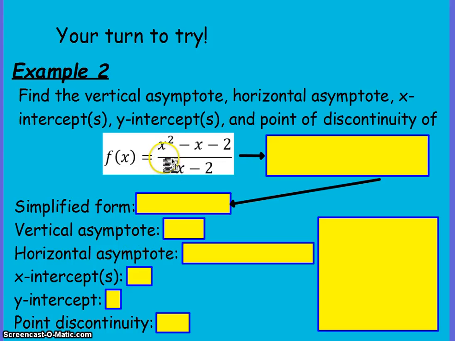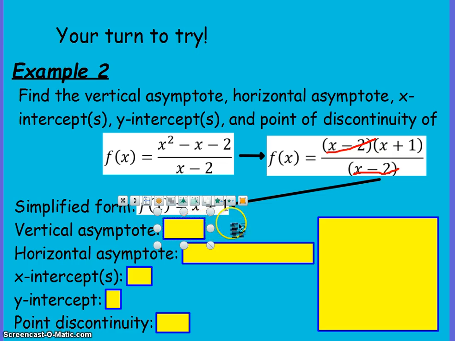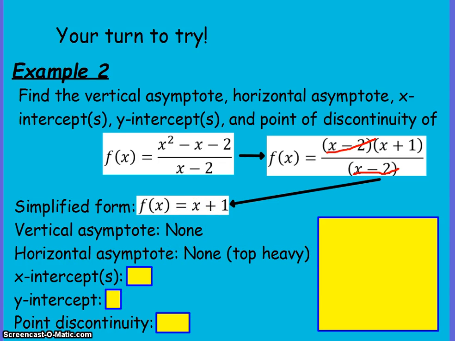Okay, we're back. Here is the original function. First thing I want to do is simplify this. Well, the numerator can be factored as x minus 2 times x plus 1. The x minus 2 factors cancel out and leave me with a simplified form of f of x equals x plus 1. Vertical asymptote: set the denominator equal to 0, and remember we're looking at the simplified form. There's no denominator. That means there's no vertical asymptote. Horizontal asymptote: remember, we're comparing the degree of the numerator and denominator. This is a top-heavy case, which means there's no horizontal asymptote.